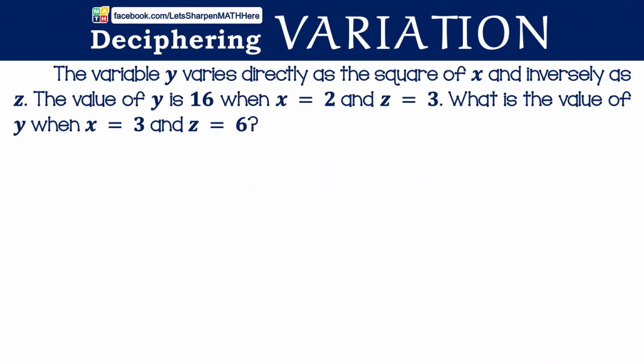Variable y varies directly as the square of x and inversely as z. The value of y is 16 when x equals 2 and z equals 3. What is the value of y when x is 3 and z is 6?